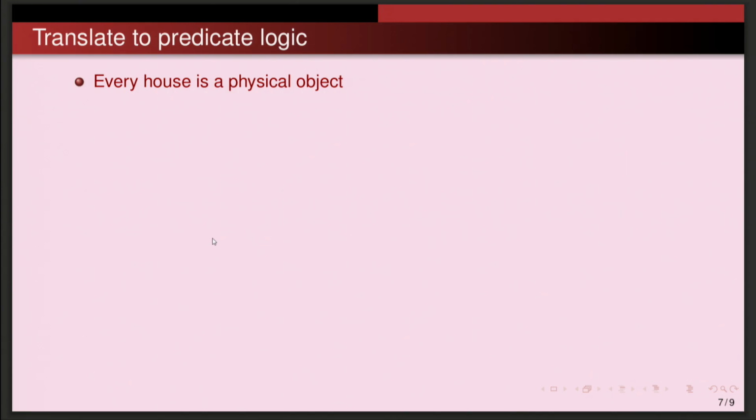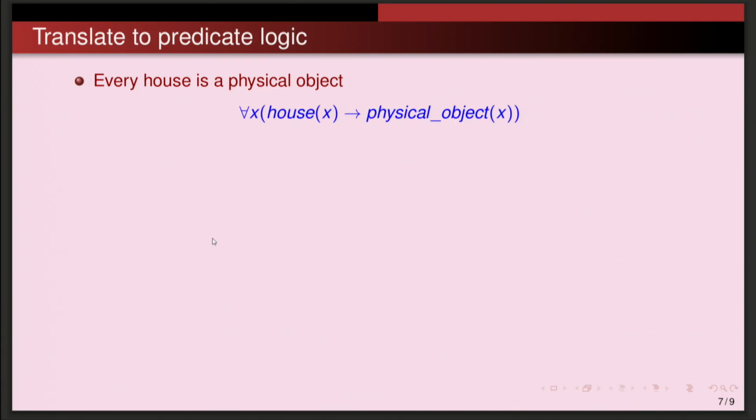The first one, every house is a physical object. How do we represent that? If x is a house, then x is a physical object, with the quantifier for all x. So, this is a representation of the statement.